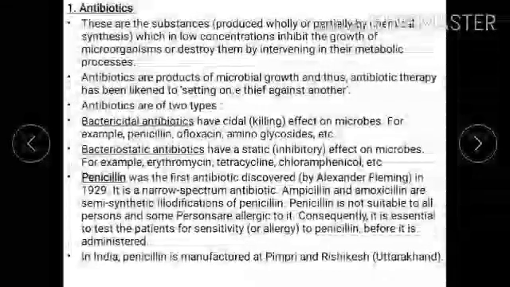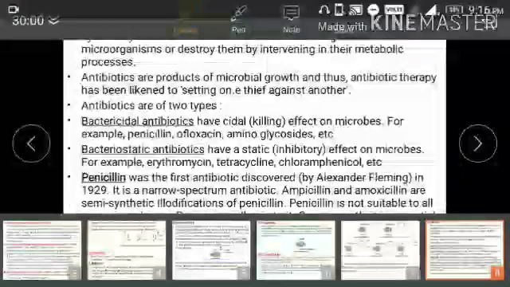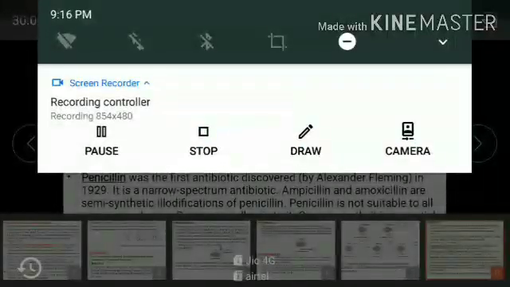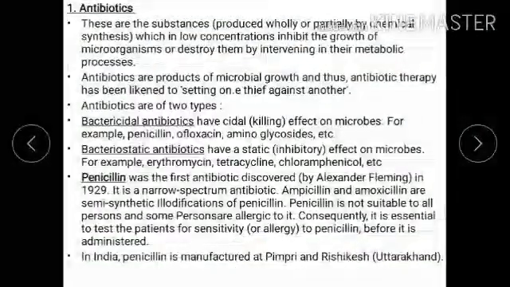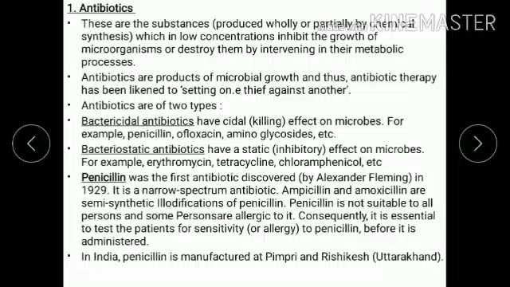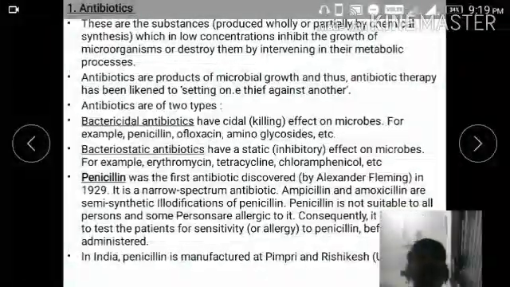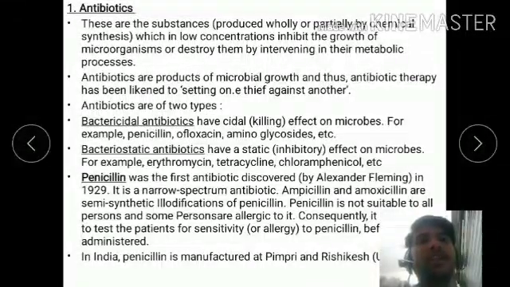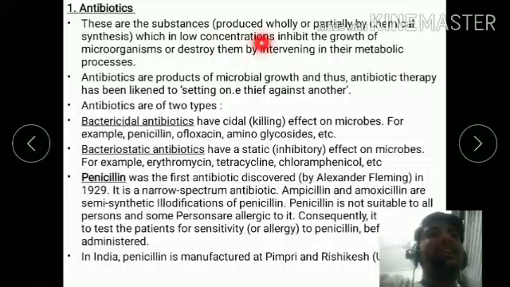First one is antibiotics. What is antibiotics? Another one is the antibiotics. Antibiotics are an example of antimicrobial medicines. Antibiotics are substances produced wholly or partially by chemical synthesis, which in low concentration inhibit the growth of microorganisms or destroy them by interfering in their metabolic process.